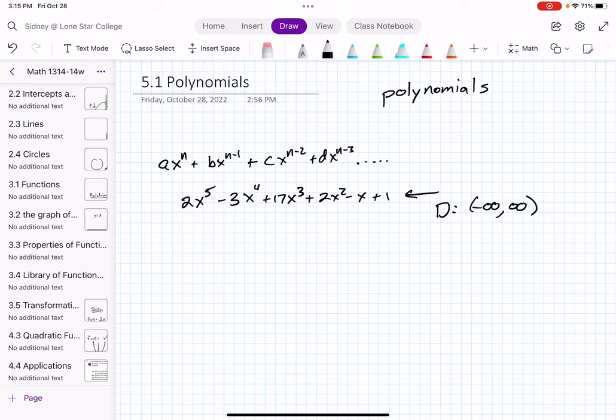This is not a rational thing. It's not a fraction thing where the denominator could be 0. It's not a square root. We have to worry about square root of negative numbers. There's nothing nasty about this. The domain is always nice and neat.